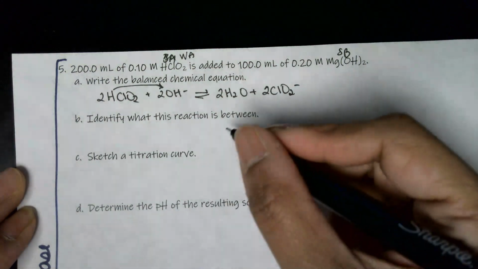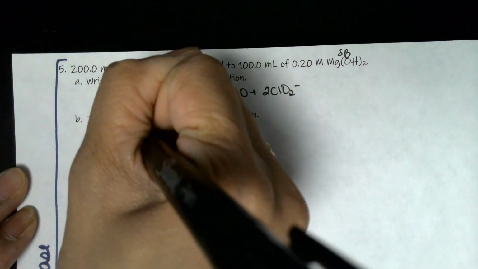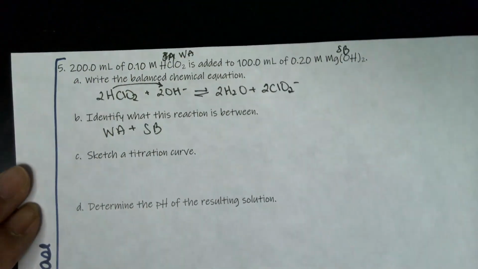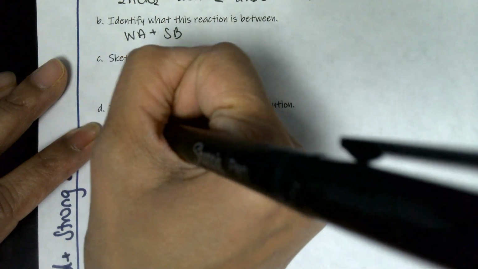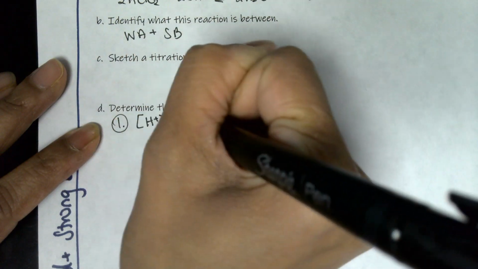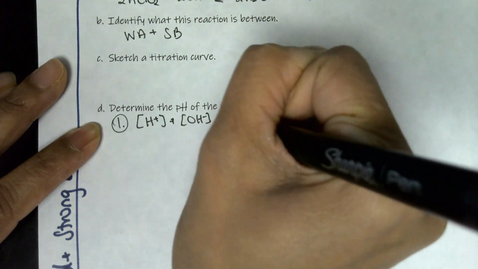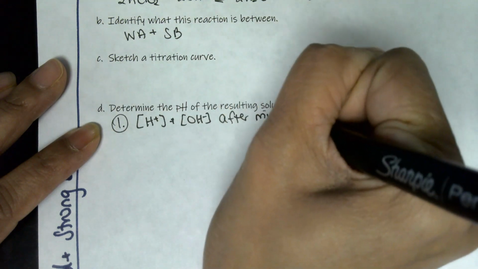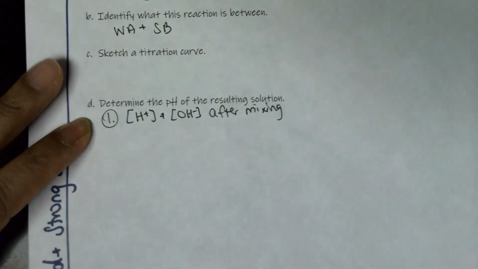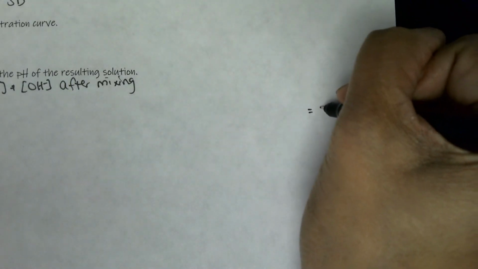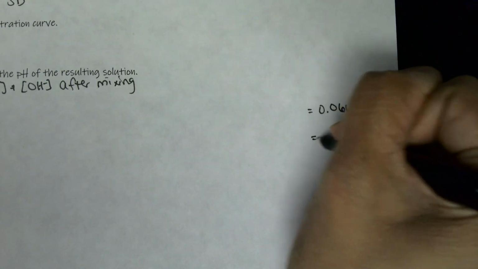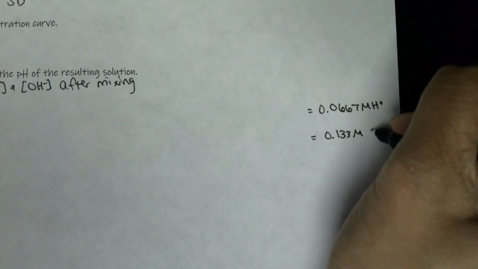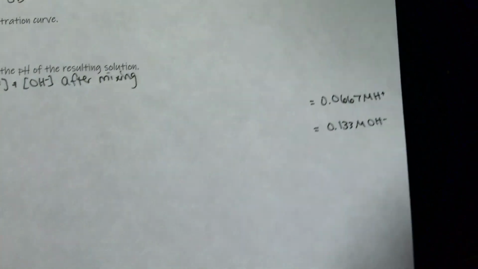And identify the reaction. We know we have a weak acid and a strong base. Same titration curve as before. So for this one, note, you have a little bit less space to write. You don't have as much to do, which is pretty cool. So step 1, find the concentration of H plus and OH minus after mixing. When you do the math for that, you end up with 0.0667 molar H plus, and you end up with 0.133 molar OH minus.